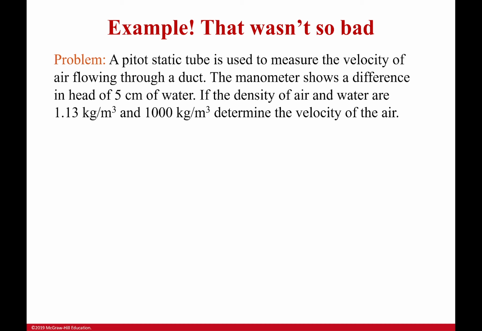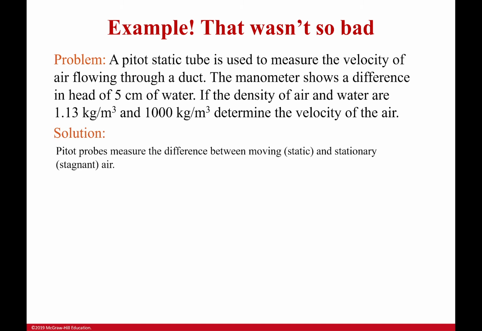We have a pitot tube and it's being used to measure the velocity of air flowing through a duct, or a wind tunnel, or over a wing. And the manometer shows a difference in head of 5 centimeters of water. Now, a manometer is just a pressure measurement device. It uses a liquid, in this case water, and it has like a U shape. When air presses down on one side, the liquid moves up on the other side. And you can tell how hard it's pressing by the change in height. Then it tells us that if the density of air and water are 1.13 kilograms per meter cubed and 1,000 kilograms per meter cubed, we want to find the velocity of air.